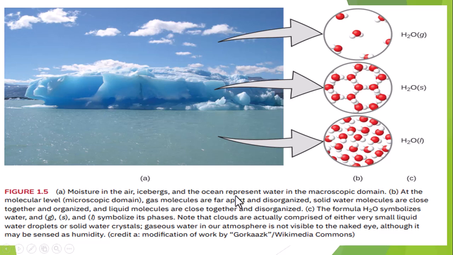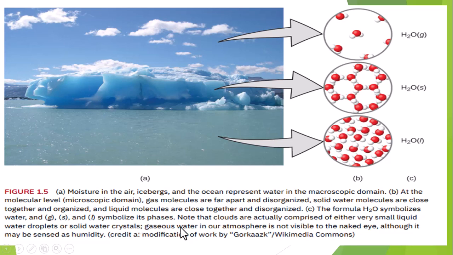Moisture in the air, iceberg, and the ocean represent water in the macroscopic domain. Because remember, we can see this. This is within the macroscopic view or the macroscopic domain. At the molecular level, the microscopic domain, gas molecules are far apart and disorganized. This is exactly what we saw. Solid water molecules are closer together and organized. That's what we said. And liquid molecules are closer together and disorganized. That's what we saw. The formula H2O symbolizes water, and gas, solid, and liquid symbolize its phases.